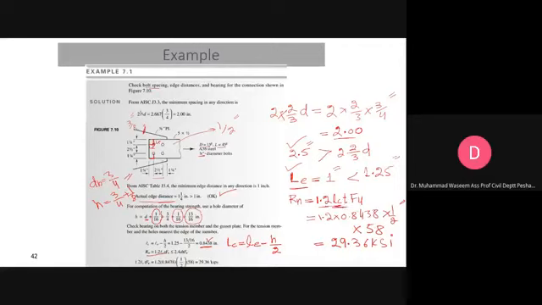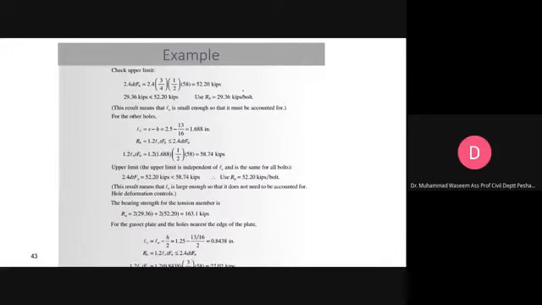Remember, this equation has an upper limit, so you also have to check that upper limit as well. And what is that? 2.4 d t Fu. This value should not be greater than this value. Okay, this value should be less than this. So how do we check that? You go there, you check that limit on Rn. So this comes out to be 52.2 kips.